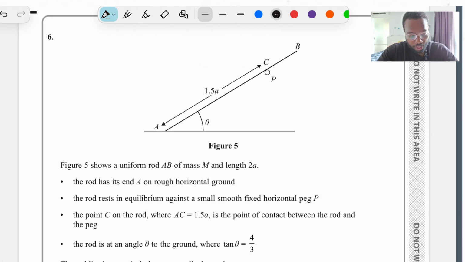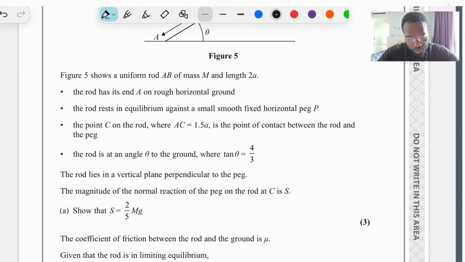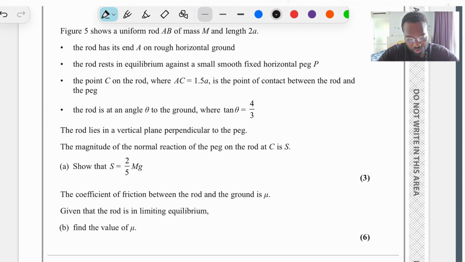So question 6, we have this uniform rod here. We've got a mass m and length 2a. So straight away, because they've told me that it's got a length 2a, my head is buzzing. I know that I'm probably going to have to use moments here. So we're told that the rod has its end A on rough horizontal ground. Okay, so there's going to be friction at A. It rests in equilibrium. We've got a smooth horizontal peg P. Okay, so there'll be a normal reaction there. We've got tan theta is 4/3, and all this other good stuff. S is the normal reaction on the peg. Show that S is 2/5 mg.